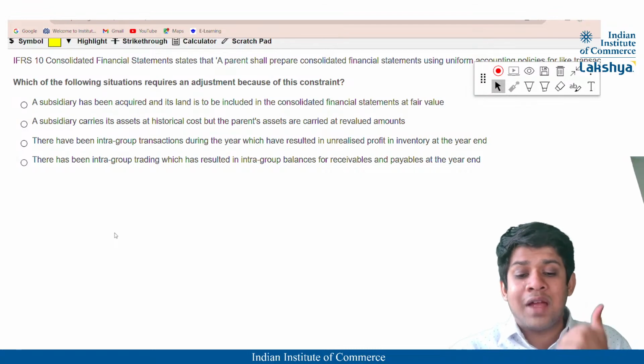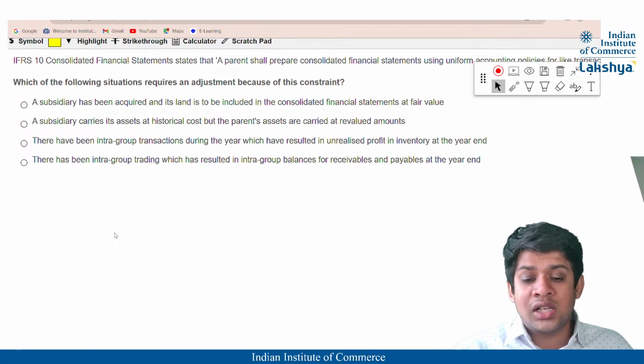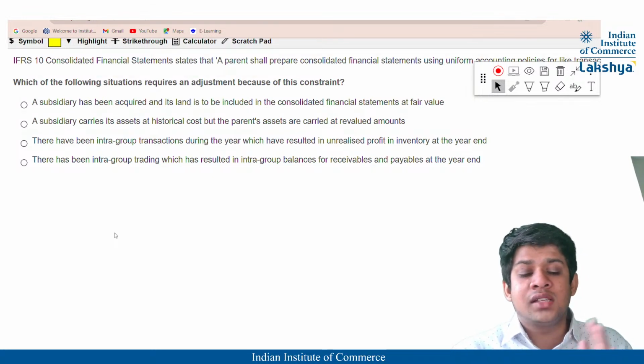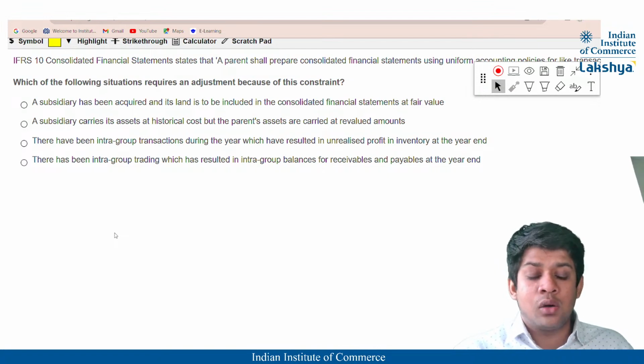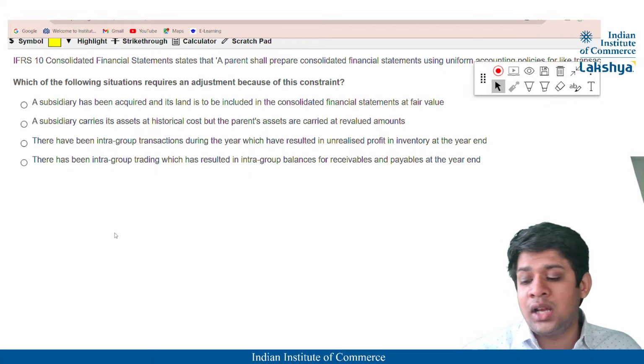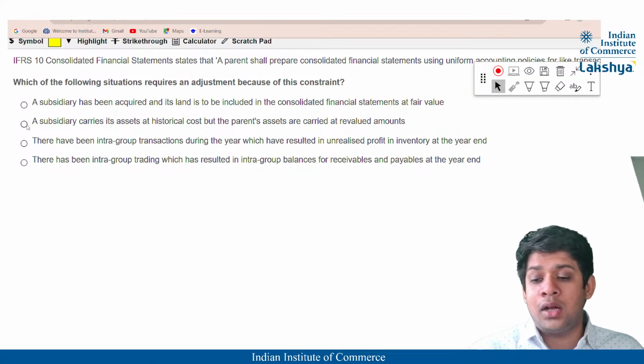Here, the value at which you measure your asset is different. The parent carries it at revalued amounts and the subsidiary carries it at historical cost. So the subsidiary has a different accounting policy from the parent. So the subsidiary has to adjust with the parent and make it at revalued amounts. So here an adjustment will be required by the subsidiary. So option B is going to be the perfect option, right?